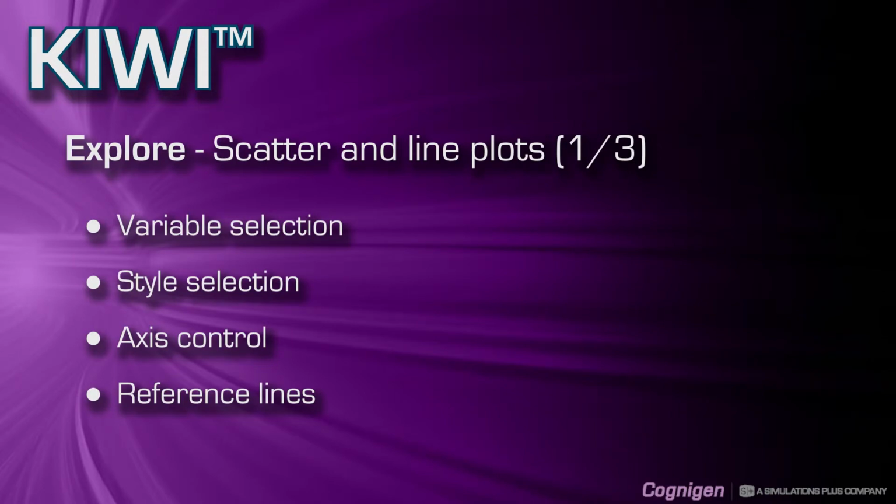Welcome. In this tutorial video, I will talk about how you can create and customize scatter and line plots in KIWI Explorer. This is the first in a series of 3 videos on the topic, and in this particular video I will cover the use of basic settings, such as the selection of the variables shown on the plot, the selection of the style of plot. I will also talk about how you can control the component of the axis, and how you can show reference lines on top of the data.